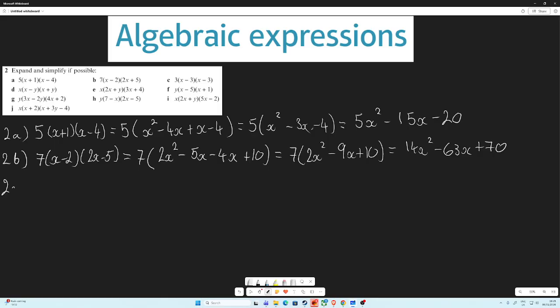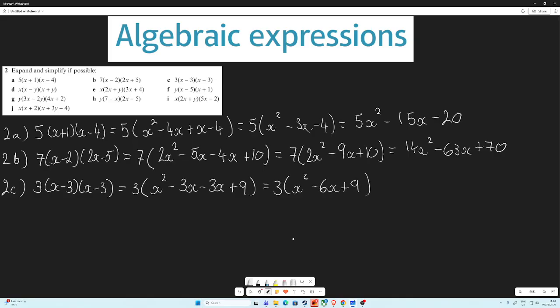Okay. Question 2c. That's 3x minus 3x minus 3. So that's going to be 3 times x squared minus 3x minus 3x plus 9. So that's 3 times x squared minus 6x plus 9, which is 3x squared minus 18x plus 27. Okay.